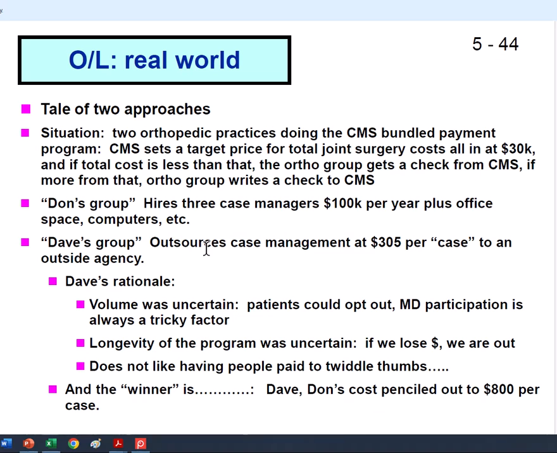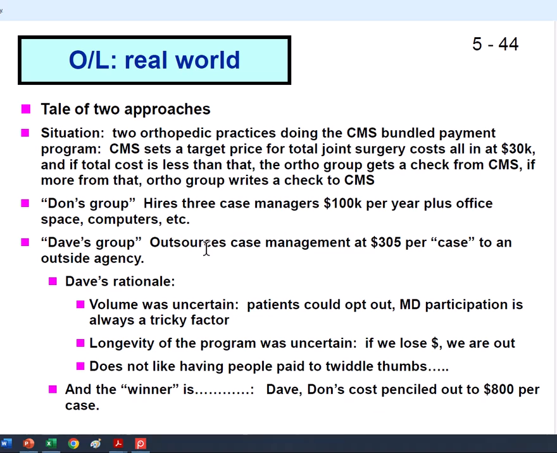for the difference. So it was an Obama administration thing to try to get physicians to rethink how care is delivered and what's really necessary and what isn't. So super hot topic among orthopedic groups.